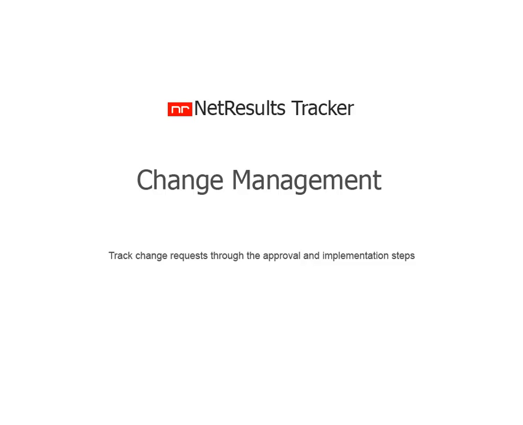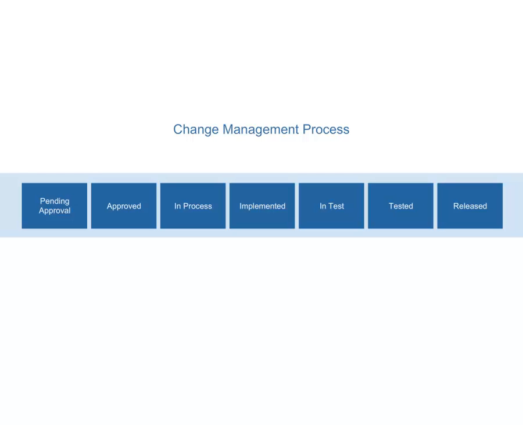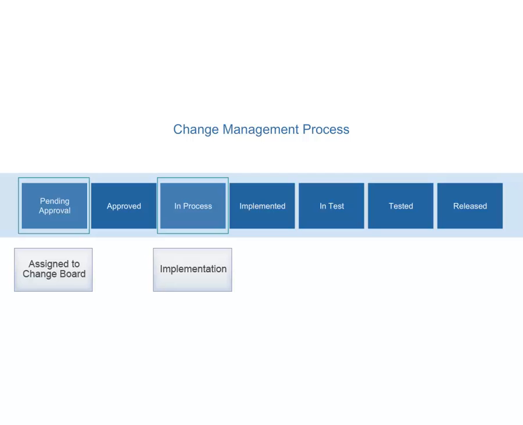Use Tracker's change management template to track requests through approval and implementation. In Tracker's out-of-the-box workflow, newly added requests are assigned to the change board for approval. Approved requests are assigned to a resource for implementation, then are tested and released.